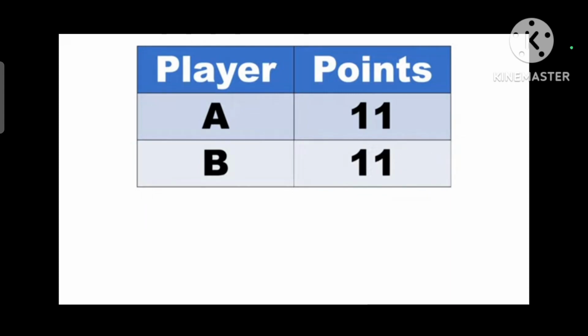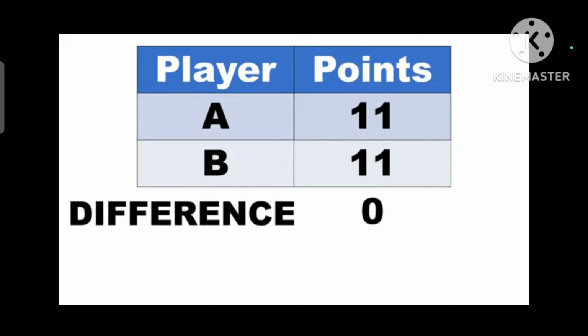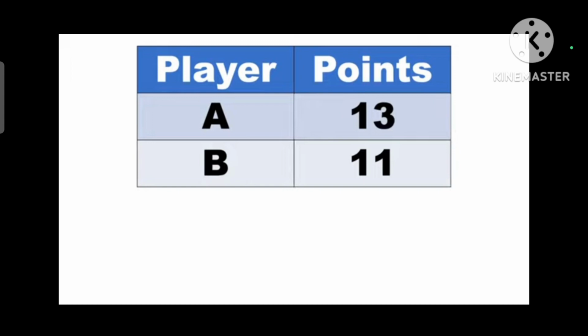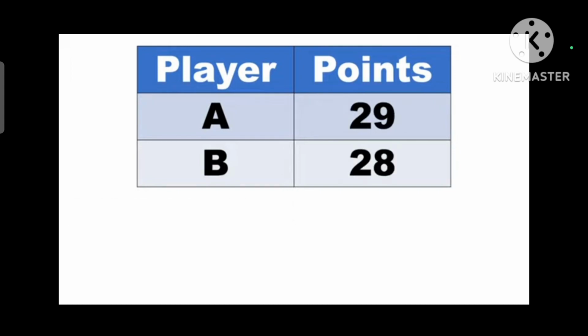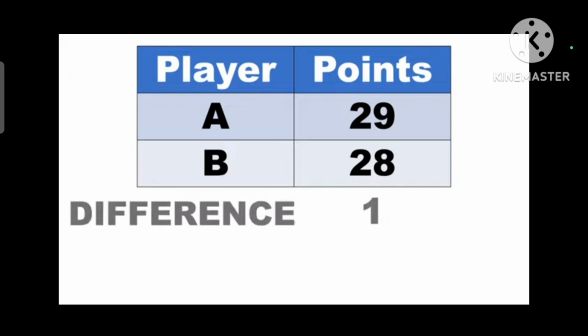Now if A has 11 and B has 11, then A needs to make 13 because the difference is 0 right now. So once A gets 13, A wins the game. Now you can think of a situation 29-28. The difference is 1, so A is not the winner. A needs to win 30 points to win the game.